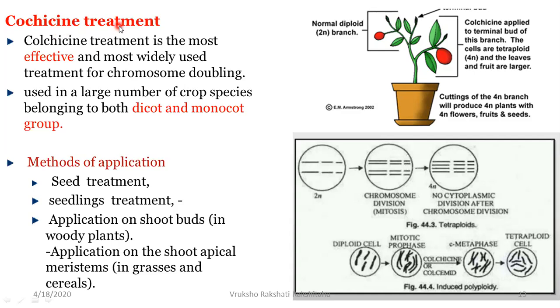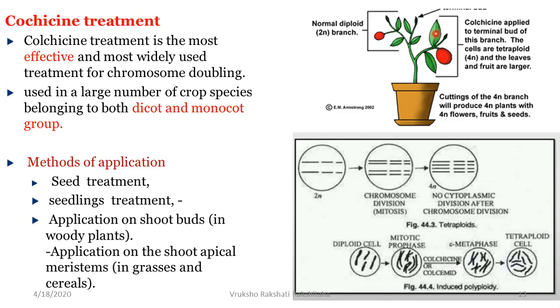So chromosome doubling or induction of autopolyploidy can be brought about by colchicine treatment. You can see a pic over here of a plant. You can see this branch. This is the normal diploid branch. When the colchicine is applied to the terminal bud, then the branches which are formed will show the chromosome doubling. That is, it will show the phenomenon of autopolyploidy.